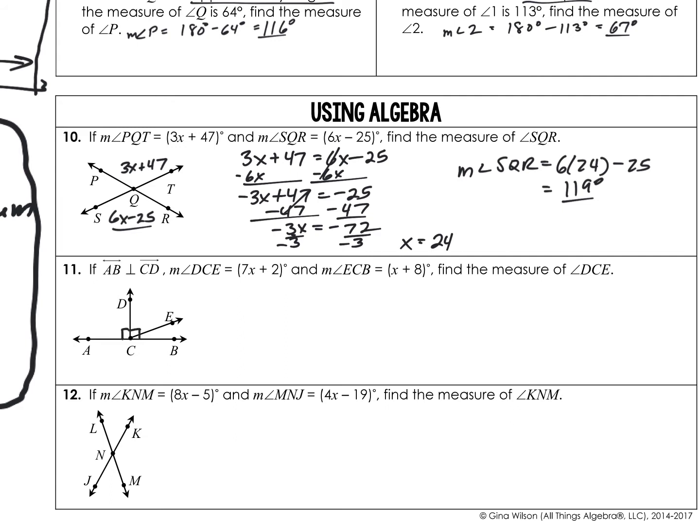Okay. Number 11, if AB is perpendicular to CD, so that means these both are 90-degree angles. The measure of angle DCE is 7x plus 2, and the measure of angle ECB is x plus 8. Find the measure of angle DCE. All right, so we got to solve for x, and these two angles, DCE and ECB, are complementary angles, which means that they add up to equal 90. So we're going to solve this equation for x and then substitute into the expression for angle DCE.